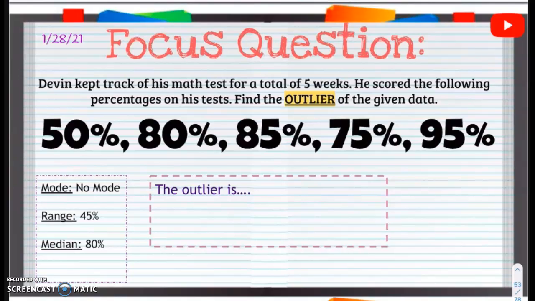January 28th, 2021 focus question. So again, Devin kept track of his math tests for 5 weeks. He scored these percentages on his tests. Today we're going to find the outlier. So we have 50%, 80%, 85%, 75%, 95%.